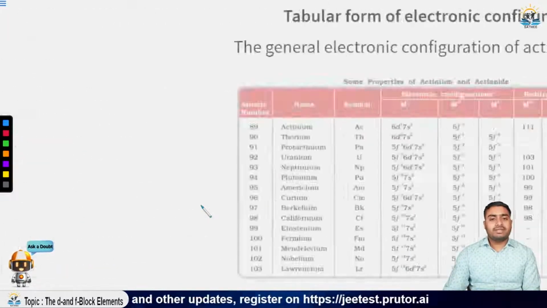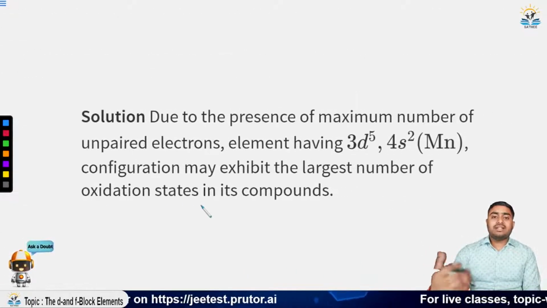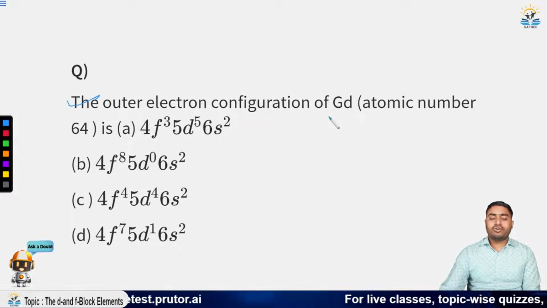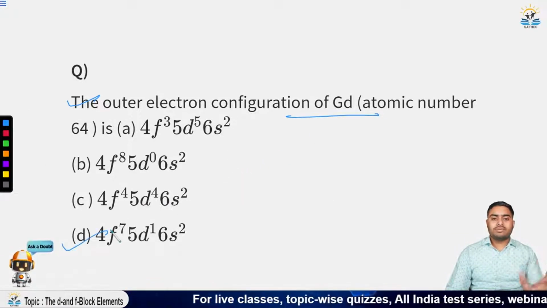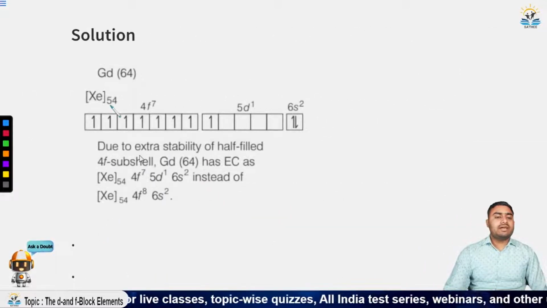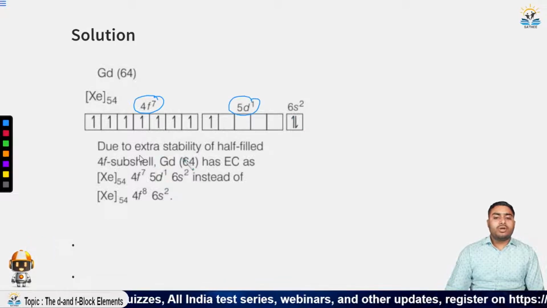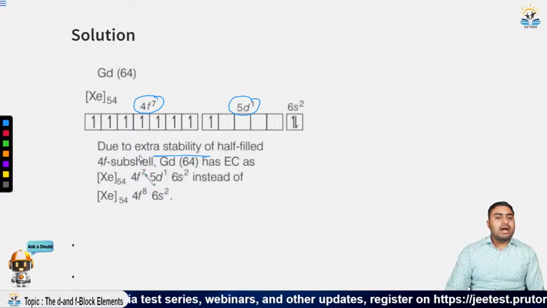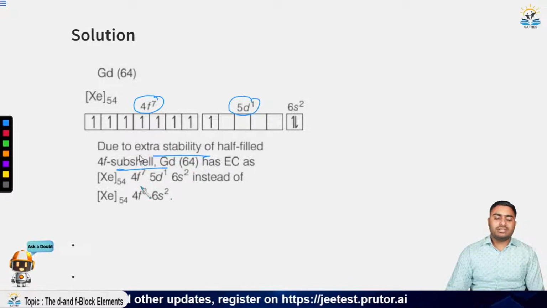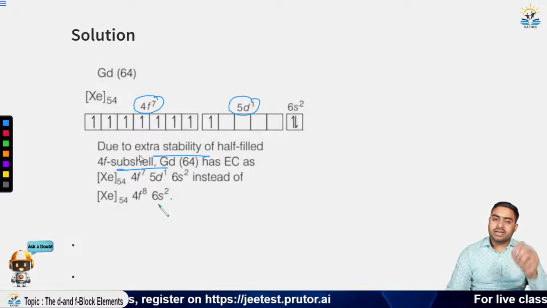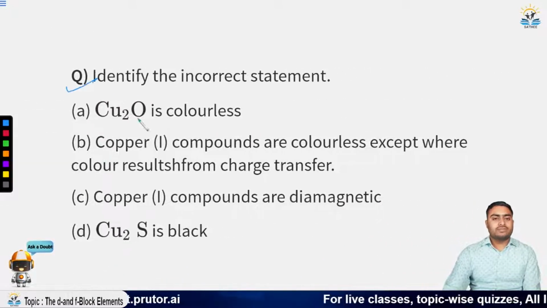So you have to remember these and practice, then you will get them, so these are the easy questions, right? You can see the electronic configuration of gadolinium, atomic number 64. So you will definitely choose 4f7 5d1 6s2. So what will be the answer? You can see xenon 54, then 4f7 5d1 and 6s2. Due to the extra stability of the half-filled 4f subshell, gadolinium has the electronic configuration 4f7 5d1 and 6s2 instead of 4f8. Okay, let's move to the next question.